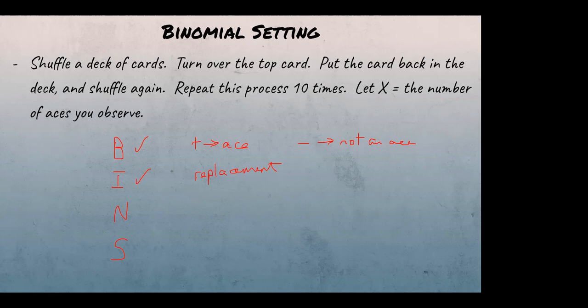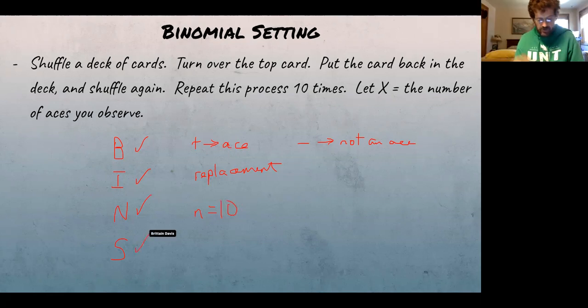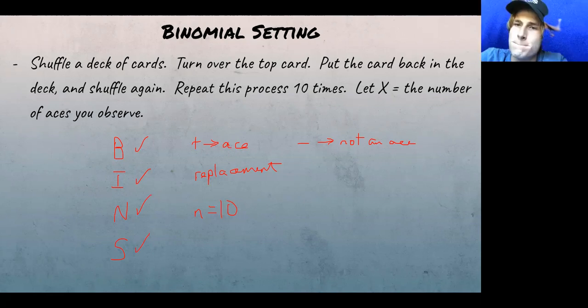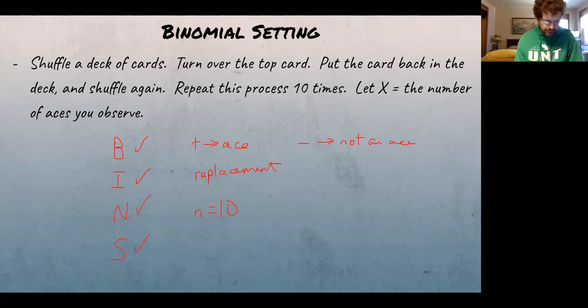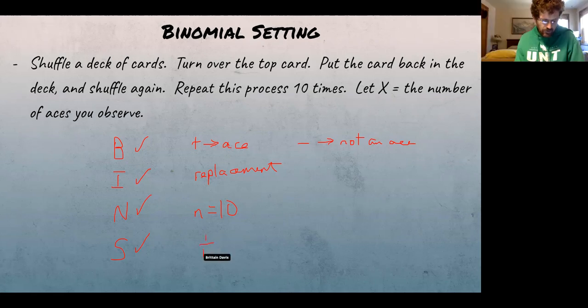Yes. All right, n equals what? 10. I put a check mark there. Is it the same probability each time? Yeah, it is. And what is the probability? Is it 1/13? Of course, there are 4 aces in a deck of 52. So yeah, 1 in 13.